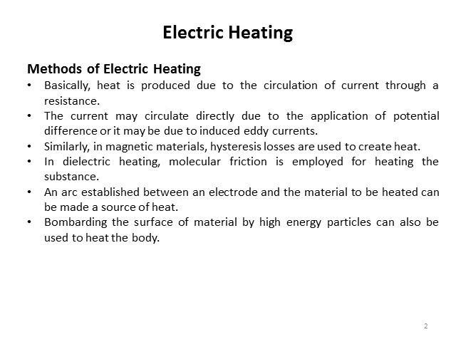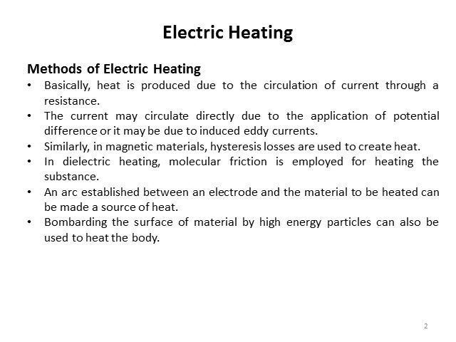Okay, so today we shall see the different methods of electric heating. Basically, heat is produced due to circulation of current through resistance. Current may circulate directly due to the application of potential difference, or it may be due to induced eddy currents. Similarly, in magnetic materials, hysteresis losses are used to create heat. In dielectric heating, molecular friction is employed for heating the substance.